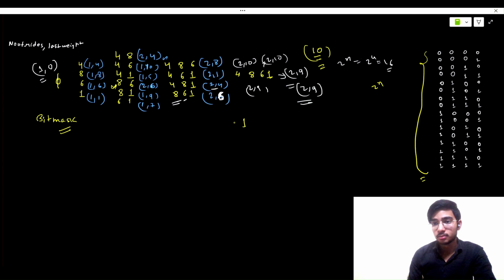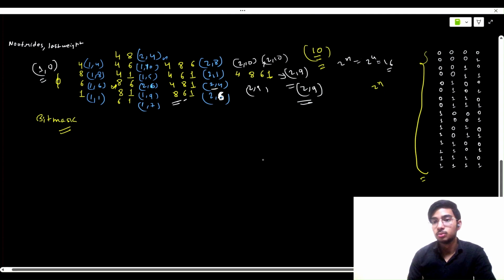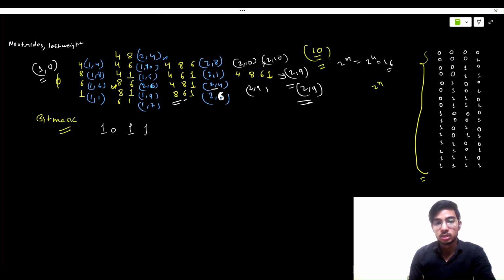So suppose 0 1 1 0 represents the subset 8, 6, right? 1 means it is present in the subset, 0 means it is not. Now let's try to understand how we can do the transition. Suppose I have a mask 0 1 1. What does it represent? It represents 4, 6, 1, which is this one. I have to process this state.